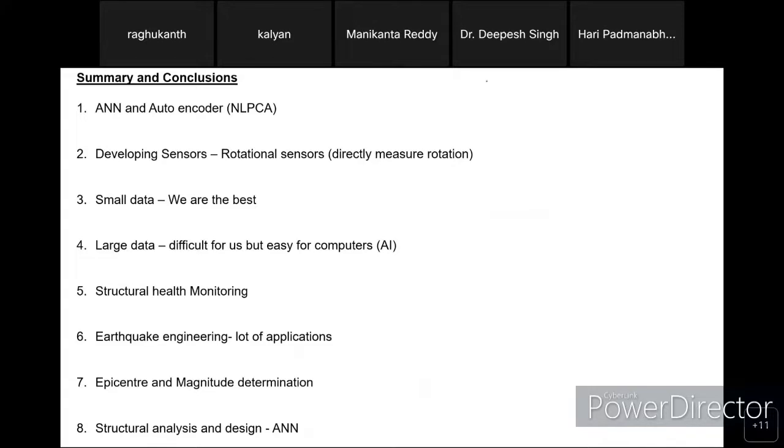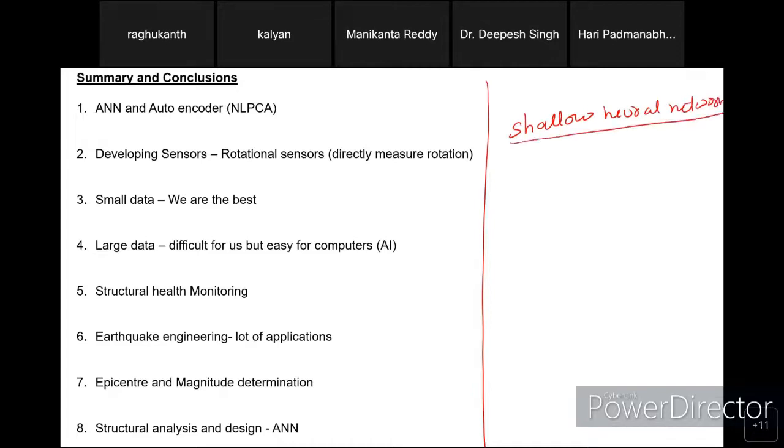In the morning lectures I showed you the shallow neural network. I showed this in the morning slot, and I also showed you why AI is becoming popular.